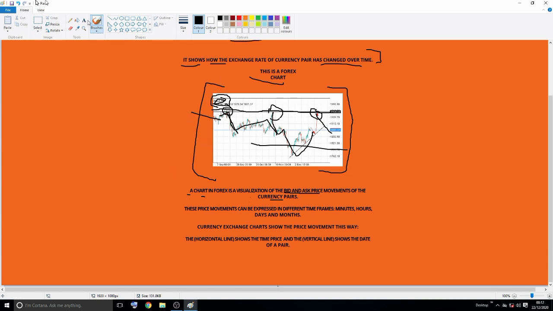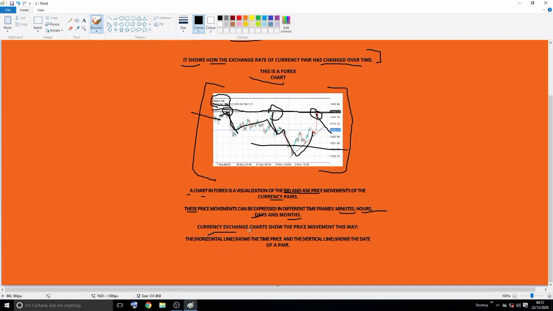For now, I am looking at gold. This price movement can be expressed in different time frames: minutes, hours, days, even months. I will explain this when we go to the live chart. I will show you what I mean when I say the price can be shown in minutes, hours, days, even months.